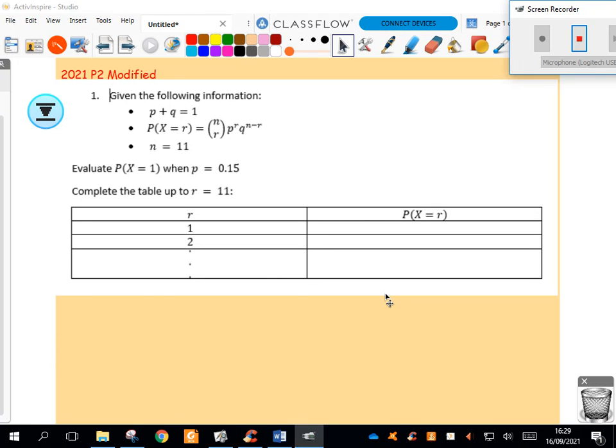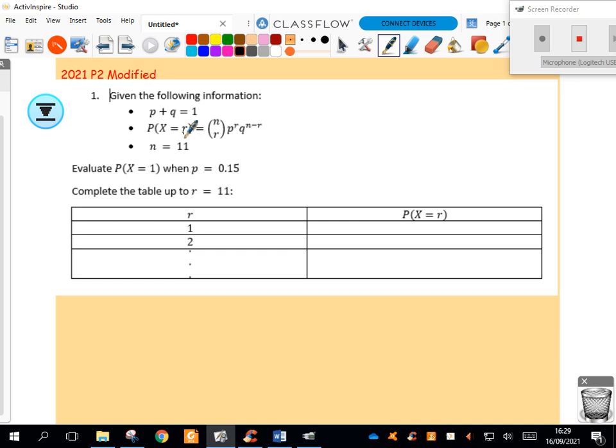Okay, in this video, I'm going to look at solving the first question from Thursday afternoon's class. It says, given the following information, p plus q is equal to 1, and the probability of X equal to r is n choose r times p to the power of r times q to the power of n minus r.